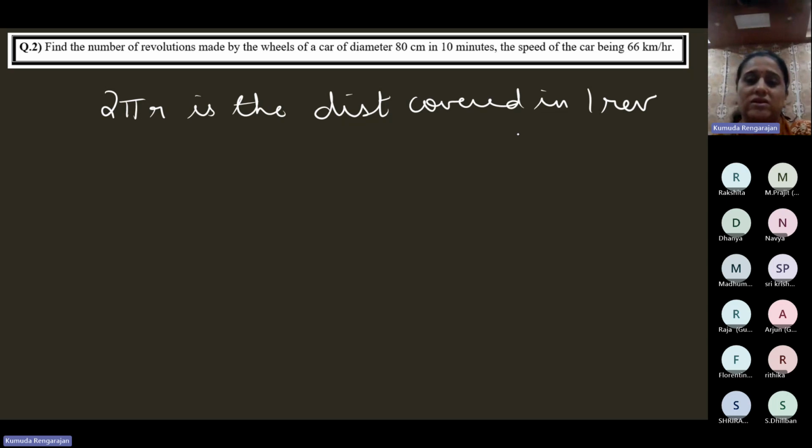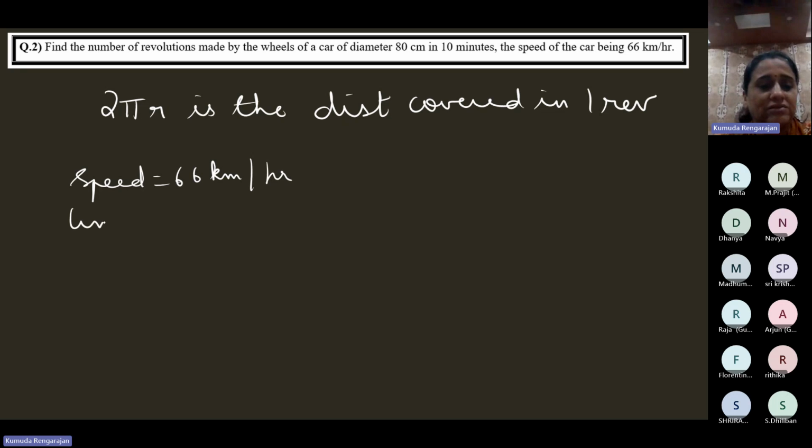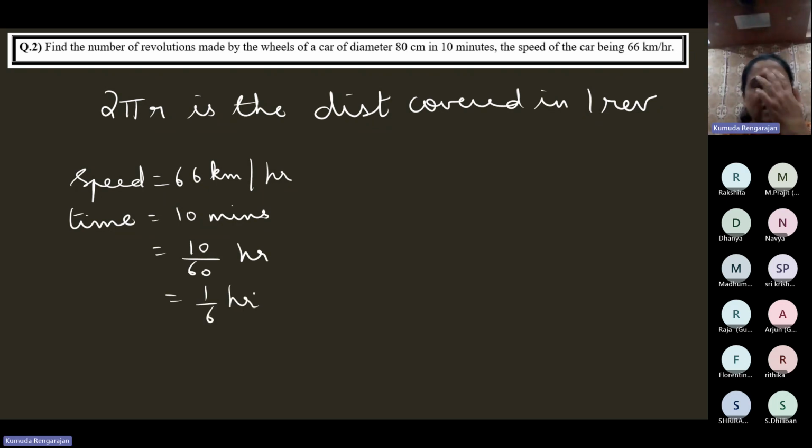What is the total distance covered? That also we can find because we are given speed and time. Speed is 66 kilometers per hour and time is 10 minutes. But you need to convert minutes to hours because speed is in kilometers per hour. So 10 minutes means 10 by 60, or 1/6 of an hour. So using these two, you can find the distance covered.